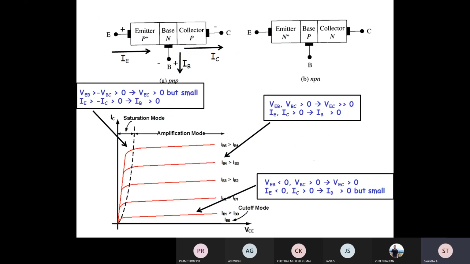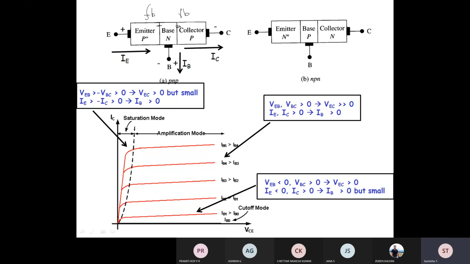Let me consider one common base transistor. Here I am trying to connect the battery. Normally, the emitter-base junction should be forward biased for proper current conduction in common base configuration. Emitter-base should be forward biased, and collector-base should be reverse biased. I'll tell you why it is forward biased and why it is reverse biased.